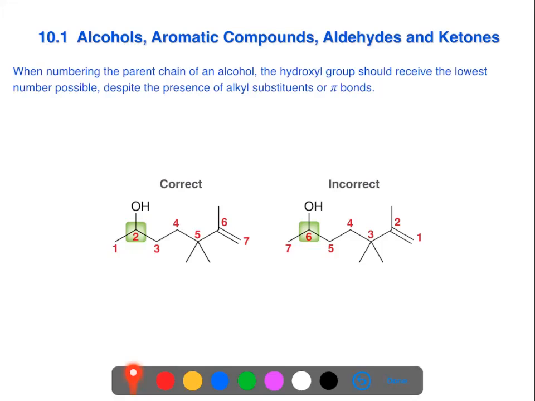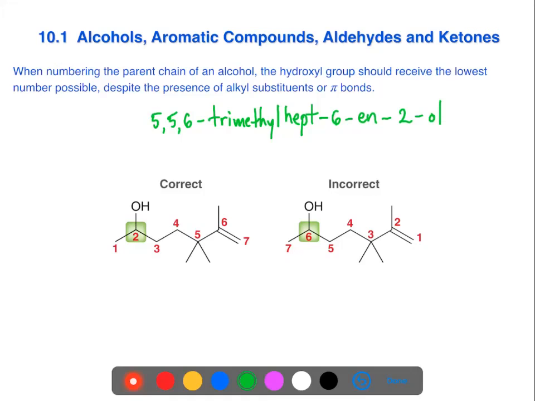So we have a 5,5,6-trimethylhept-6-en-2-ol. So this is one way in which you could name this compound using the IUPAC systematic approach.